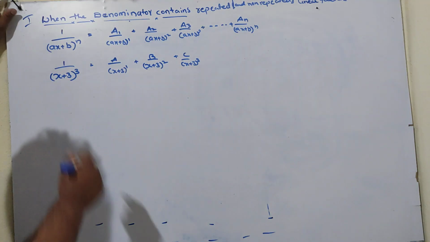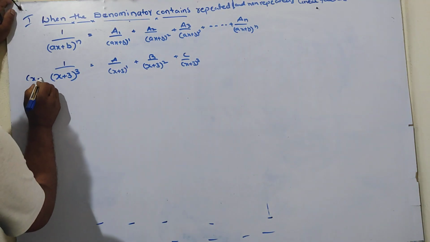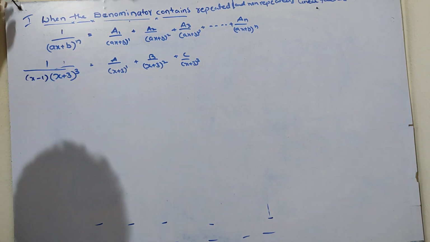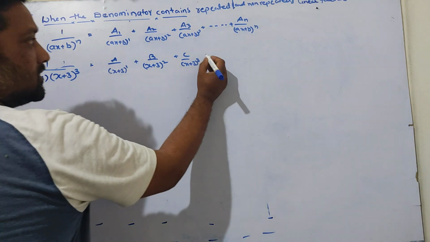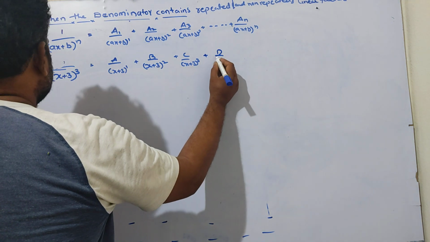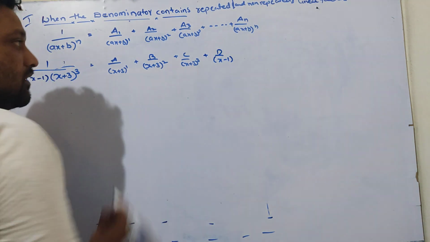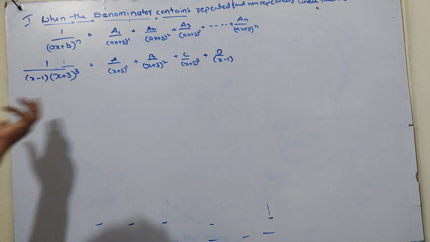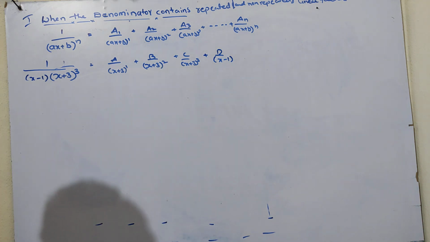Along with that, if you are having a non-repeated value, that is x minus 1, along with the non-repeated term, now just write here D by (x minus 1). This is the method. After that, we are taking the LCM and finding the value.